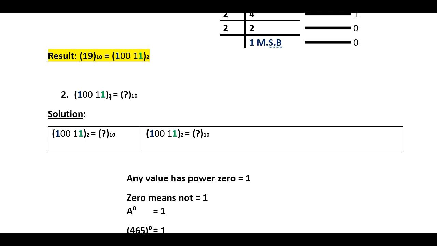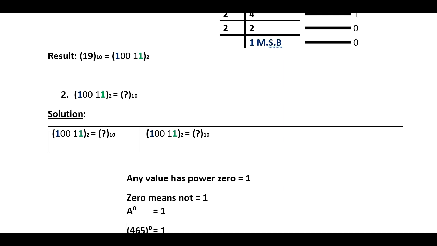Here the same question is 10011 base 2 converting to base 10. So I do the solution here in tabular form. The 10011 base 2 is equal to, within a parenthesis, question mark base 10. Now I'm solving this.